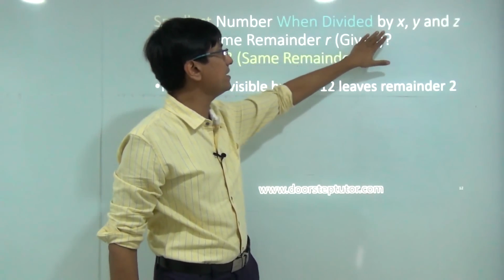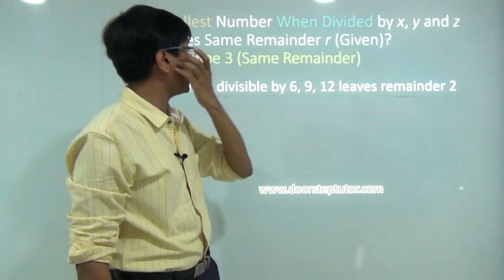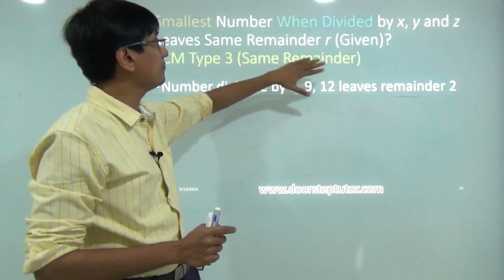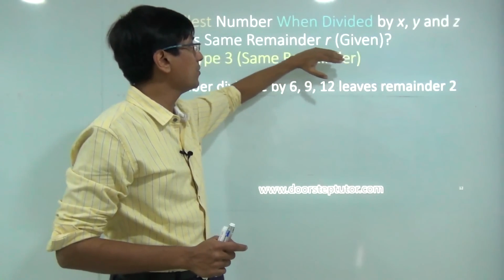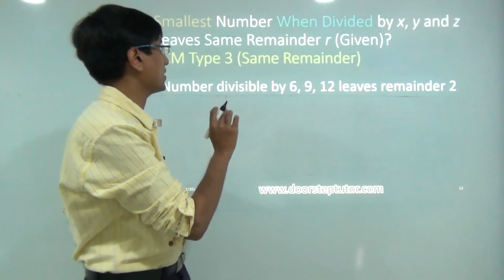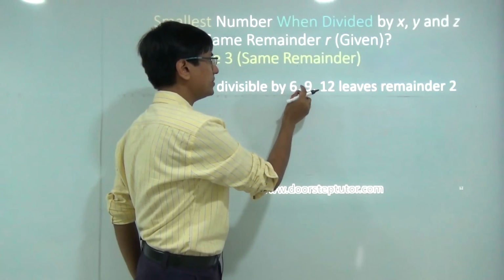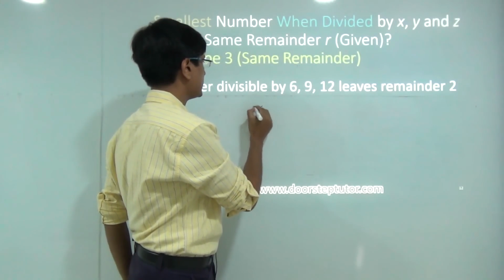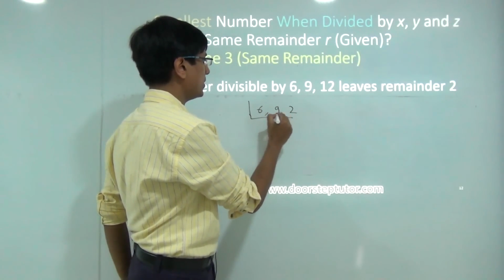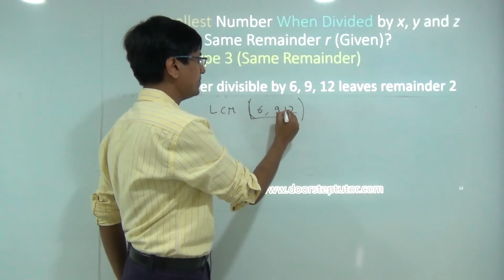Smallest number when divided by x, y and z leaves the same remainder r. So I have to find a number which when divided by x, y and z would always leave the same remainder r. So in this case, what is the smallest number which is divisible by 6, 9 and 12? Let's understand this with an example. What is the smallest number which is divisible by all of these three?